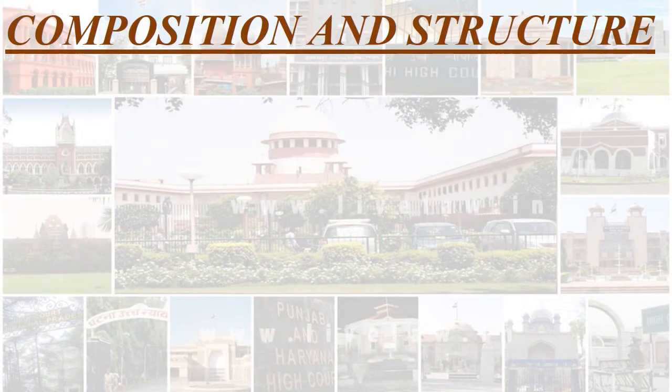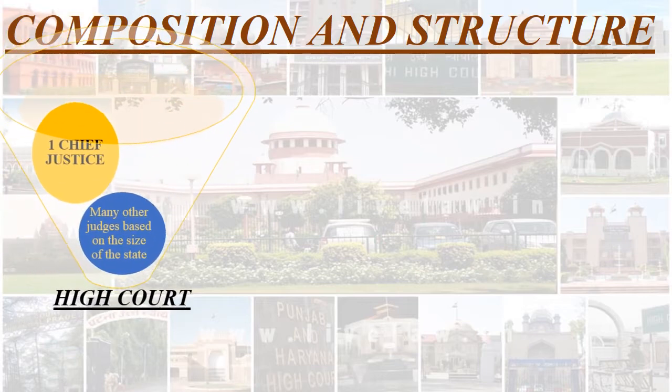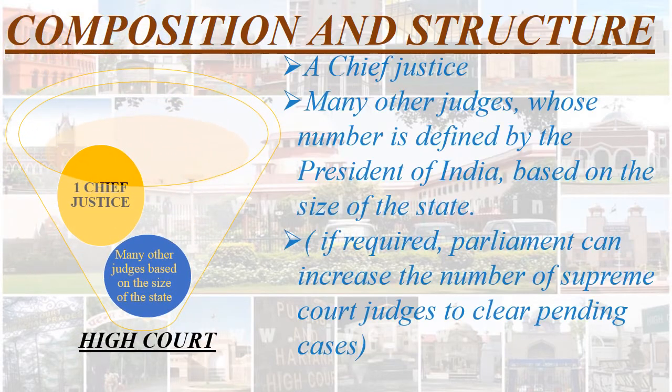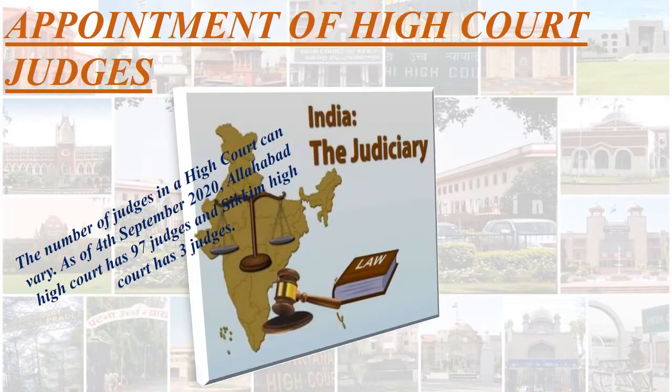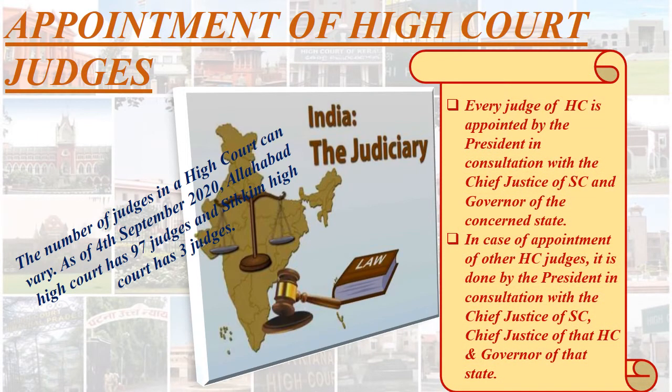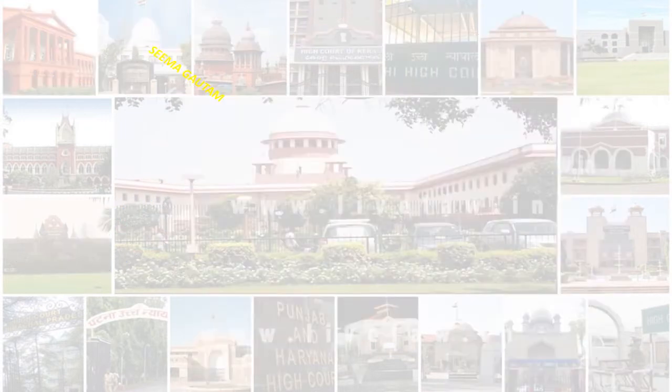Each High Court has a Chief Justice and such other judges as the President of India may appoint from time to time. The number of judges of a High Court is not fixed. The number varies from state to state. The President appoints the Chief Justice of the High Court in consultation with the Chief Justice of the Supreme Court and the Governor of the concerned state. Other judges are appointed in the same manner, except that in their case, the Chief Justice of the High Court will be consulted too.